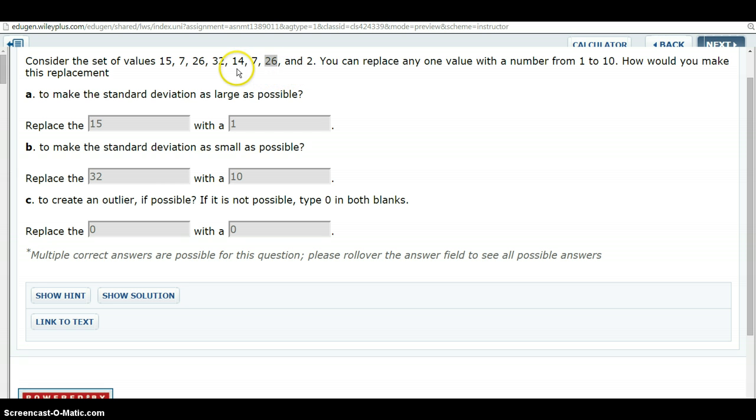Now, if I were to pull one out, say I were to pull the 2 out, replace it with a 10, am I going to change things? A little bit. My Q1 would then be between 7 and 10, it'd be 8.5. So I'd get a little closer, but it's so far away to actually get an outlier that I'm not going to be able to do it. In other words, it's not possible to do.